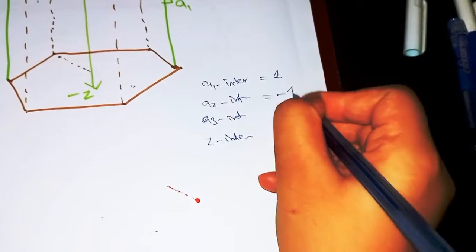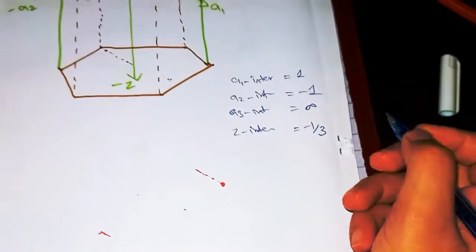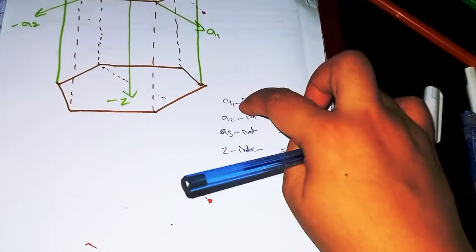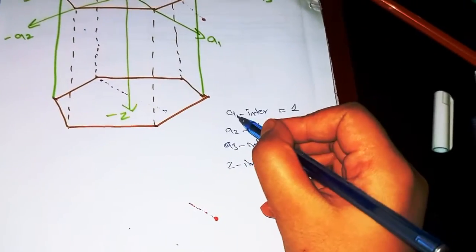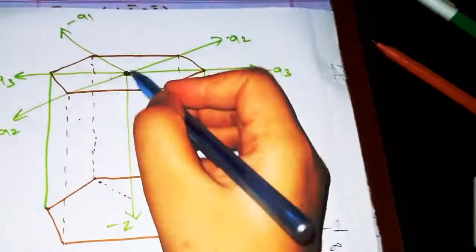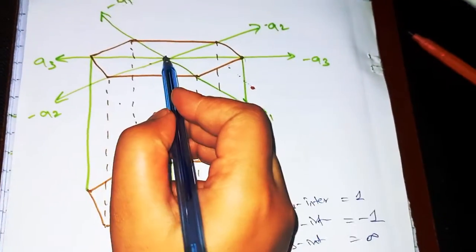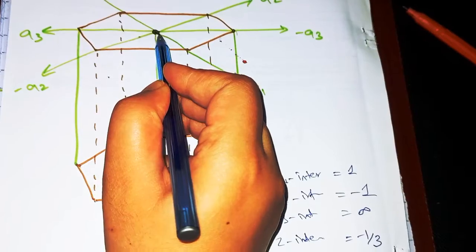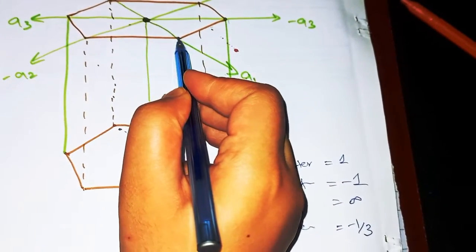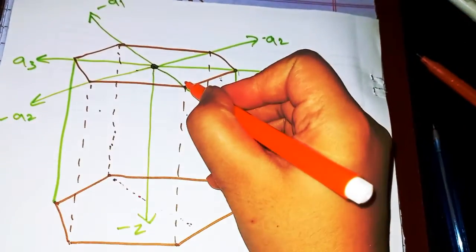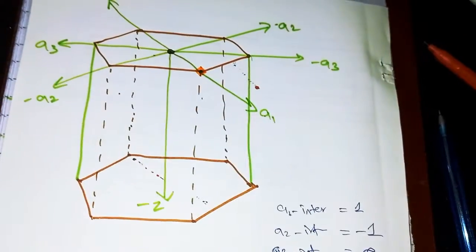So let's draw the plane using the intercepts that we have here, and let's write down these intercepts. 1, this is -1, this is infinity, and the last one is -1/3. We'll deal with infinity at the end. First of all, we'll deal with the non-infinity terms, which is a1, a2 and z intercept. So what is a1 intercept? It's 1. Since it's positive, we'll move in the positive a1 direction. Starting from origin, we'll move 1 unit along the positive a1 direction to the other corner of the unit cell. So this is the point on the plane.